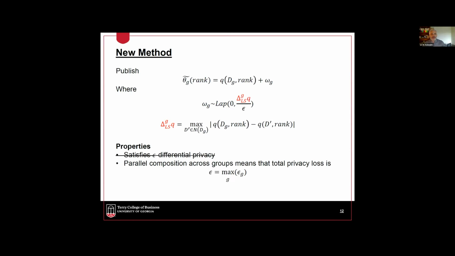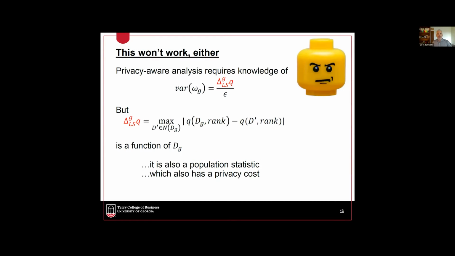And so this suggests a new method where we could just publish the true prediction plus some Laplace distributed noise, where the scale of the Laplace noise is now set according to the local sensitivity. The problem with this is it's no longer going to satisfy epsilon differential privacy, for reasons that Dan alluded to in the talk that he just gave. This is frustrating.